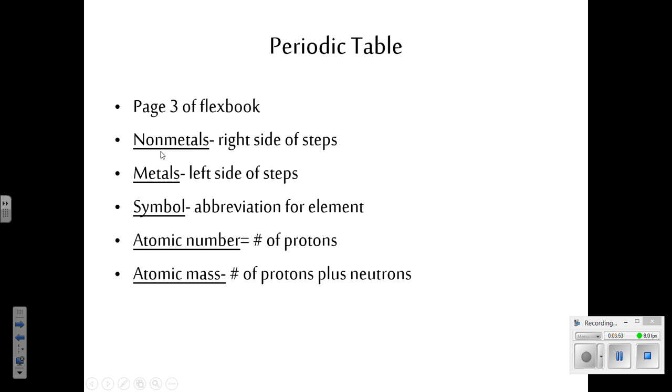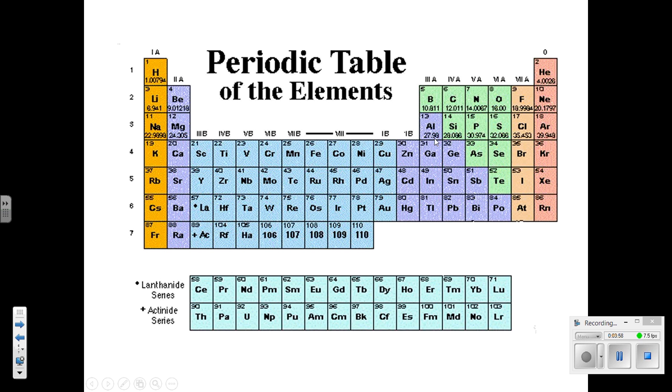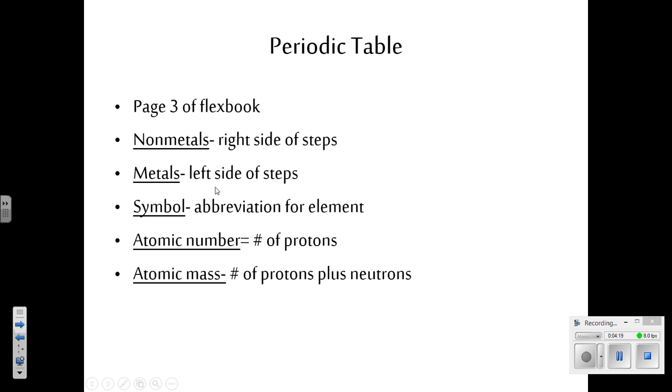So like I said again, the nonmetals are on the right side of the steps. And if you don't know what the steps are, it's right here on the periodic table where the purple meets the green on this picture. That's your stair step. So anything over here, these are the nonmetals, all the gases. This far right column are your noble gases. And then these are just kind of the most prevalent gases that we find in the air and in the human body. And then the metals are going to be on the left side.